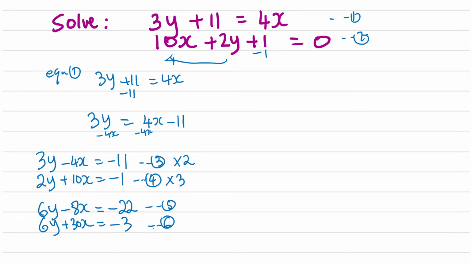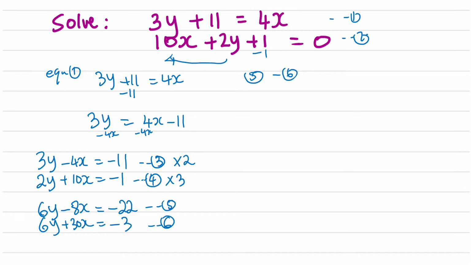So don't worry about the numbers, okay? They are just numbers. Now the y's are the same. They have the same sign. So what do we need to do? We need to subtract, okay, to make them 0. Now it doesn't matter what you do. I'm going to do equation 5 take away 6. So 6y take away 6y, that's 0.